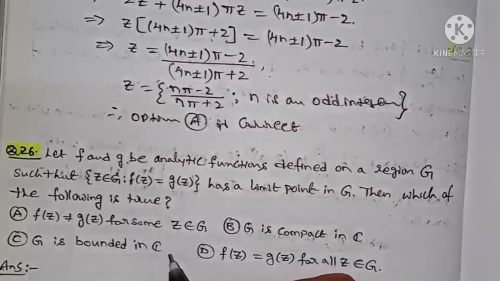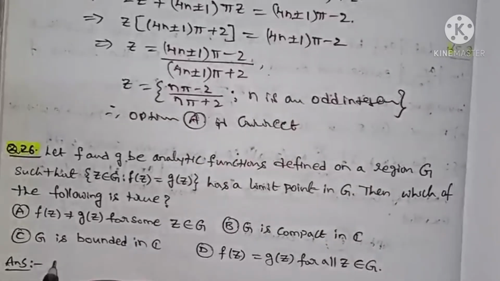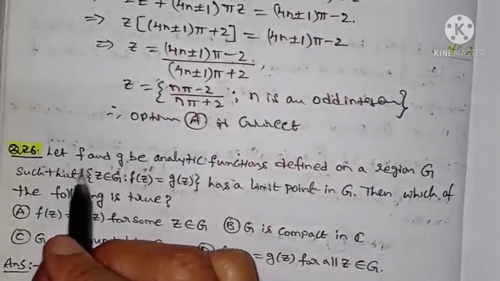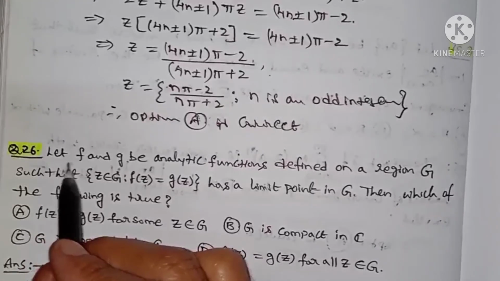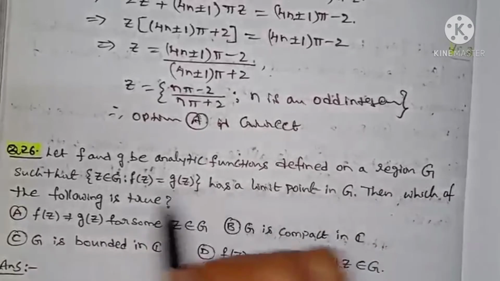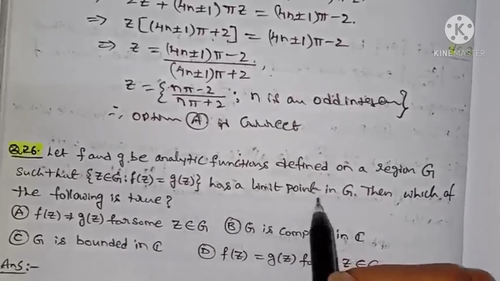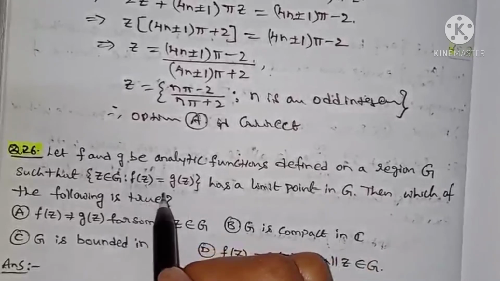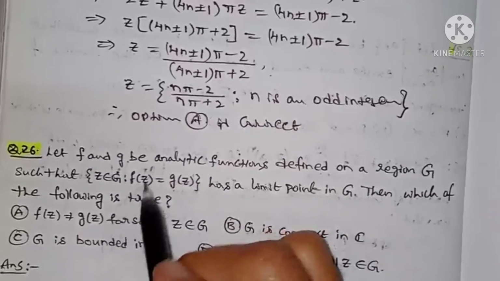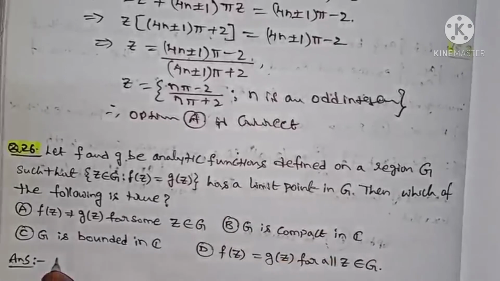And this is a standard theorem that is known as the identity theorem. So first we have to recall the theorem, and before discussing the theorem, first see the statement of the problem. Let f and g be analytic functions defined on a region capital G such that the set of all z belongs to G such that f of z is equal to g of z has a limit point in G. So the set has a limit point in the given region capital G. Then we have to choose one correct option from these four. So now we have to recall the identity theorem.